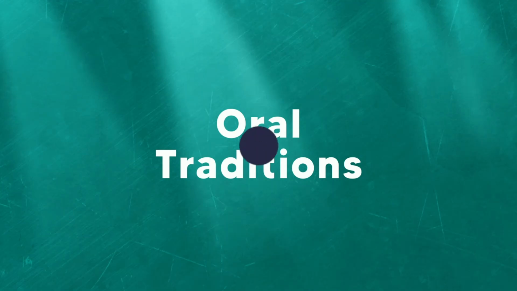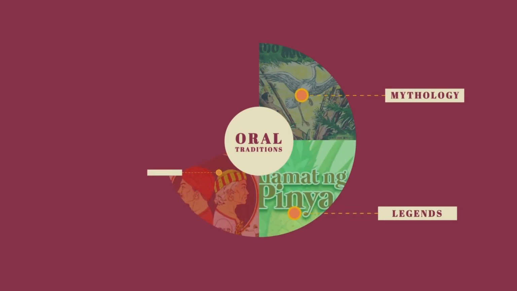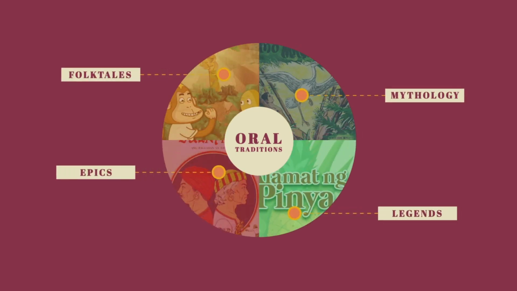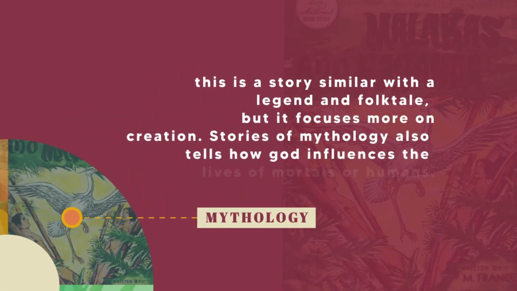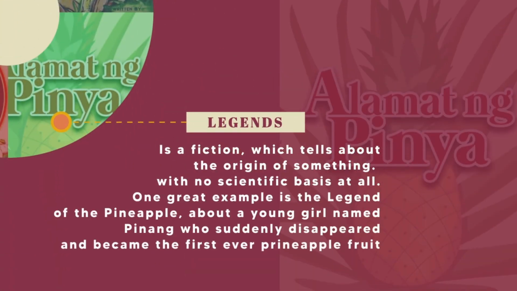Our ancestors have passed down traditions and culture to the next generation in the form of folklore and storytelling, like mythologies, legends, epics or epiko, and folktales. Mythology is a story similar to a legend and folktale, but it focuses more on creation. Stories of mythology also tell how gods influence the lives of mortals. A legend is a fiction, which tells about the origin of something with no scientific basis.